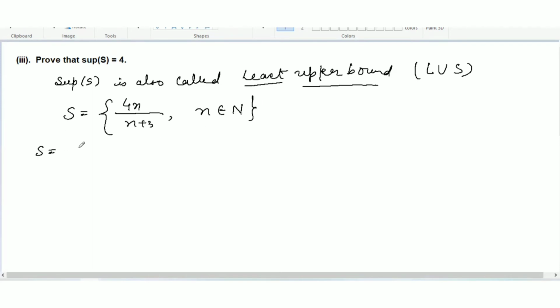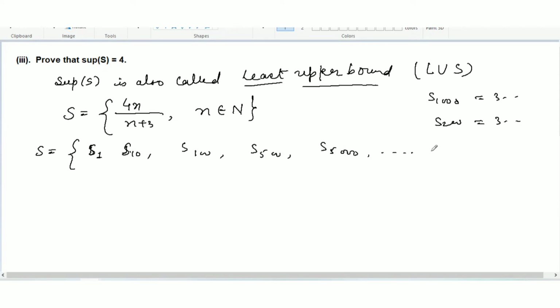Let's open the set here. I'm going to write it down as S1. As you saw in the previous question, S1000 is 3 point something, S2000 was also 3 point something. So I'm not going to write the first element, second element. I'm going to take S1, then S10, then S100, S500 and then S5000. This way we will open the set.